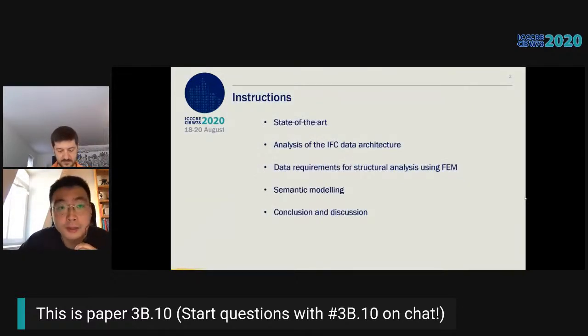Thank you. We will start with the state of the art, then have a look at two ends of the proposed data mapping, namely IFC data and the data requirements of FEM. A semantic model is conceived to make a theoretical representation, and finally, conclusion and discussion are about to display.